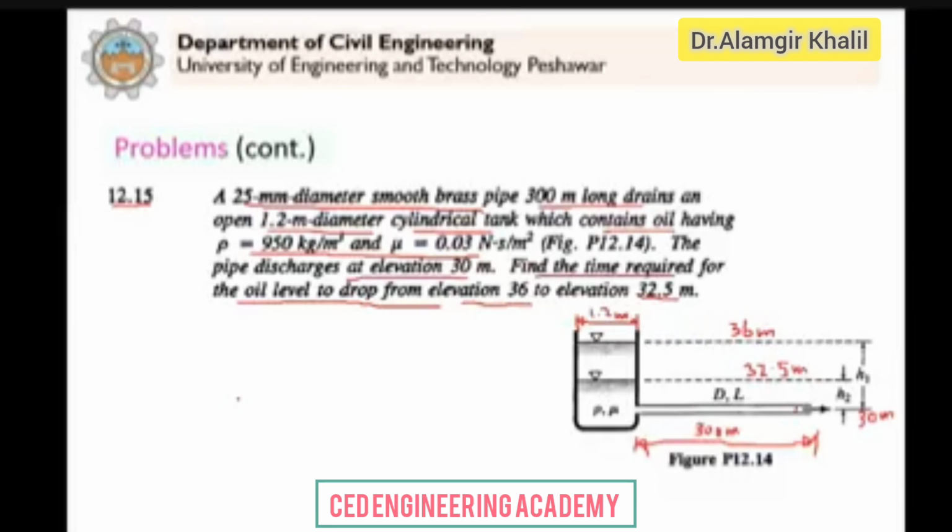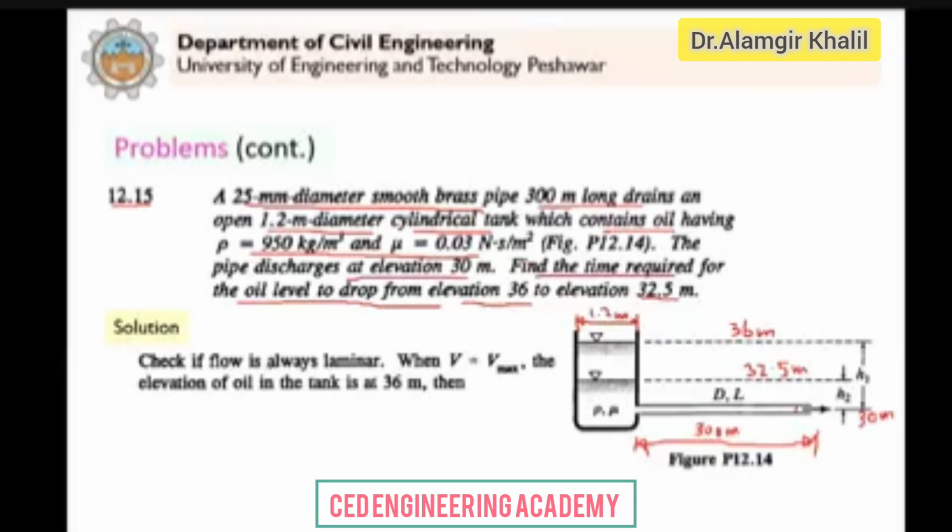To do that, we want to check if the flow is laminar. For that, we will calculate the maximum velocity, and from the maximum velocity, the diameter, rho, mu, which are given, we can calculate the Reynolds number. Then the Reynolds number can tell us whether the flow is laminar or turbulent. Now the elevation in the tank is 36 meter, because for this 36 meter, the velocity will be maximum. Any level lower than this, velocity will decrease. So that's why at 36 meter, the velocity will be maximum.